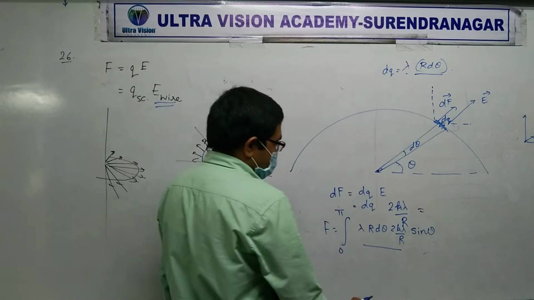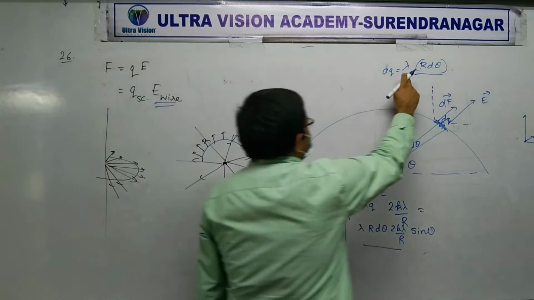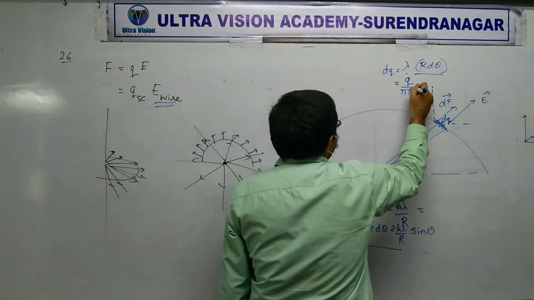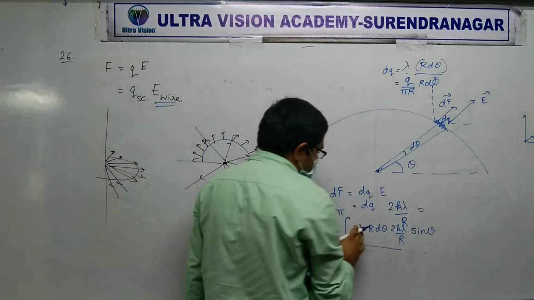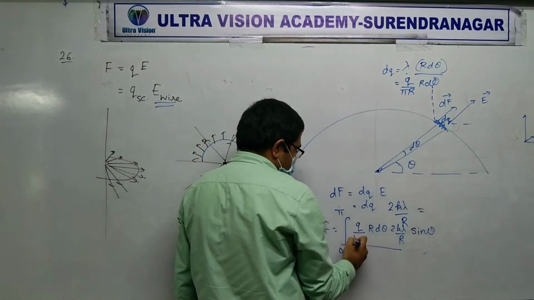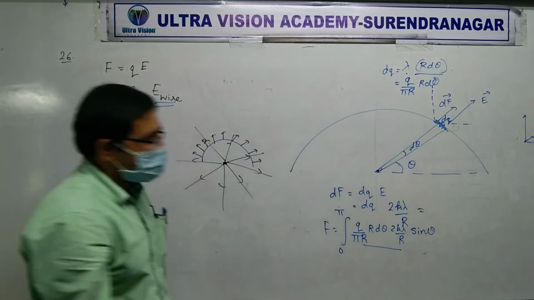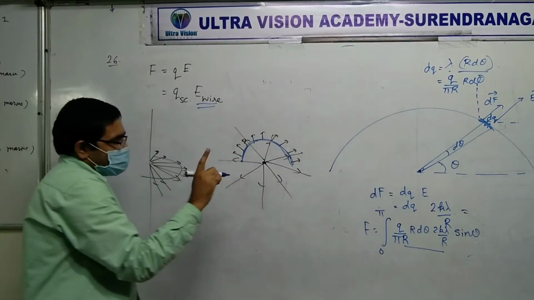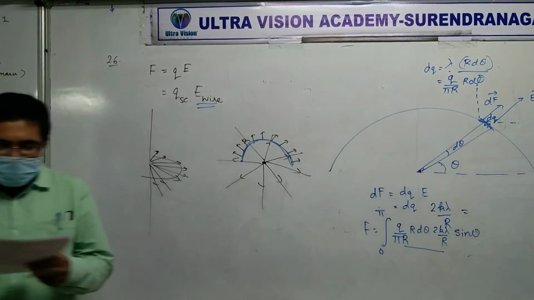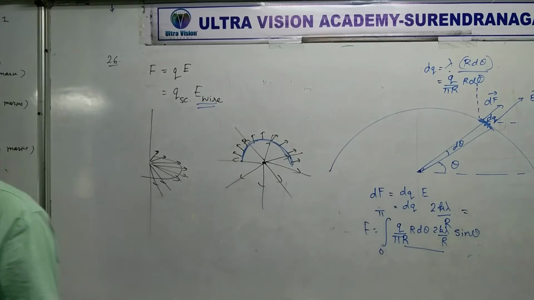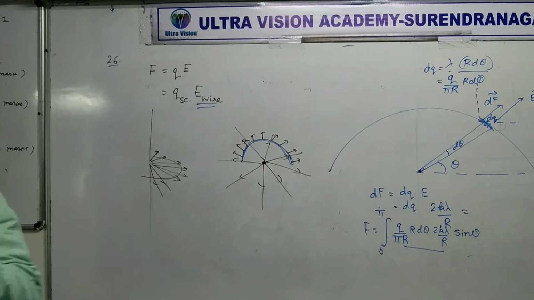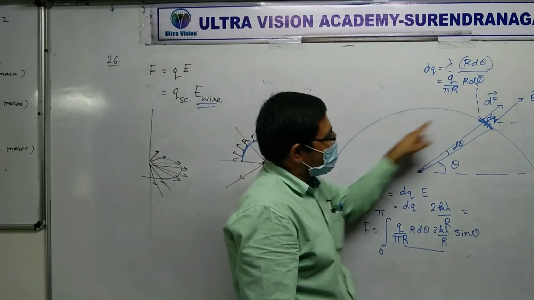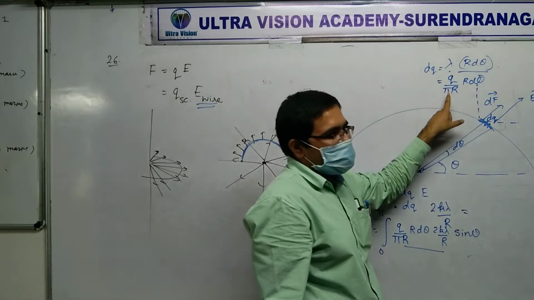Okay, just one thing. This lambda is the lambda of the loop. So this lambda will be q by pi r. That's not the same as the other lambda. Thankfully, otherwise we would have made a mistake. So go to this wire. Its linear charge density is not lambda. Read the problem. The linear charge density is given for the straight wire. What about the loop? When I write dq equal to lambda into r d theta, that is for the loop. For the loop, lambda will be q upon pi r.